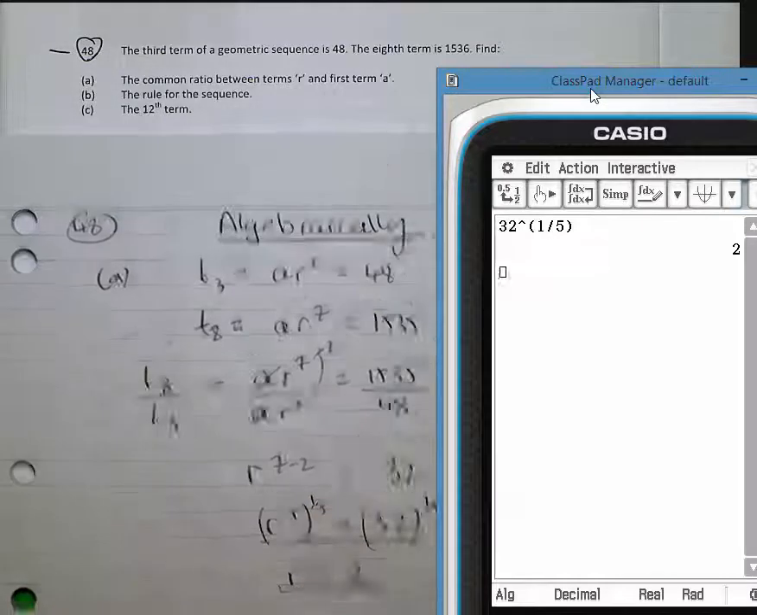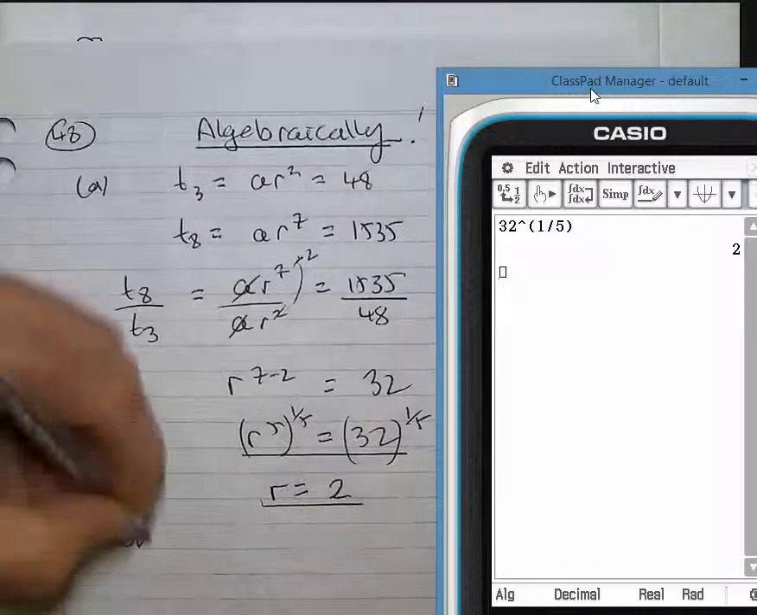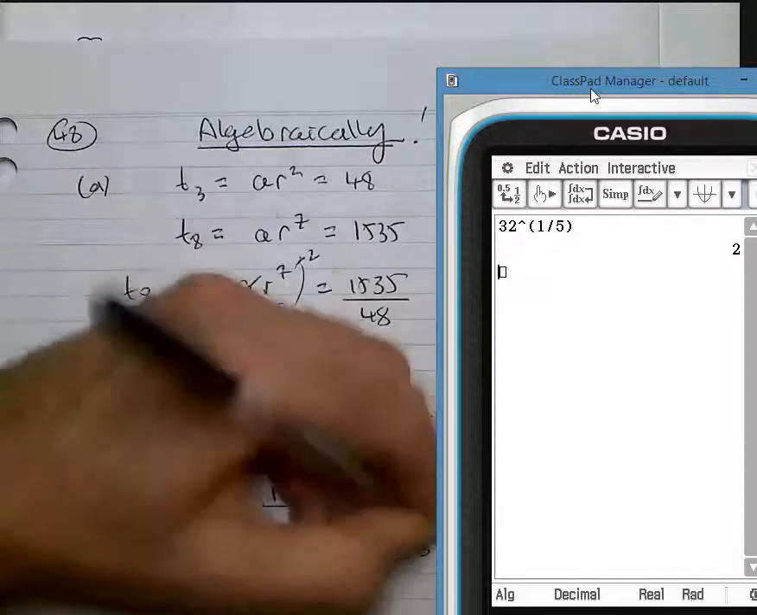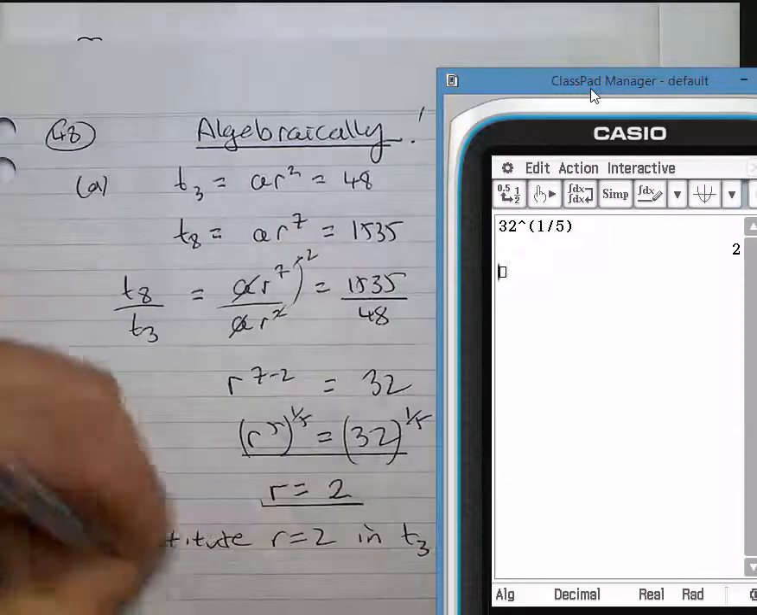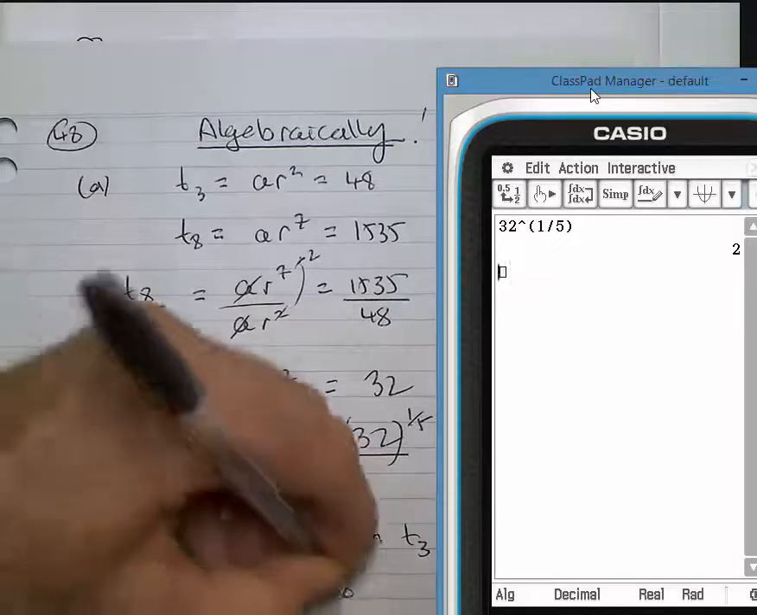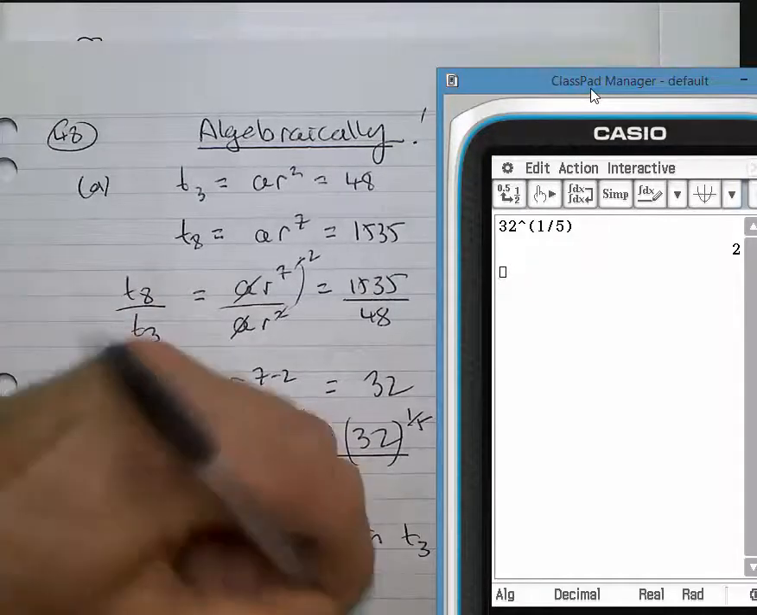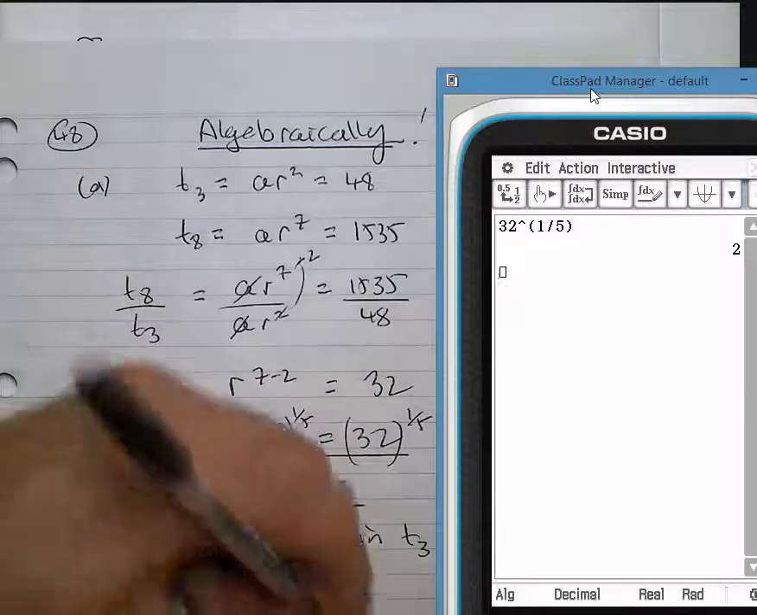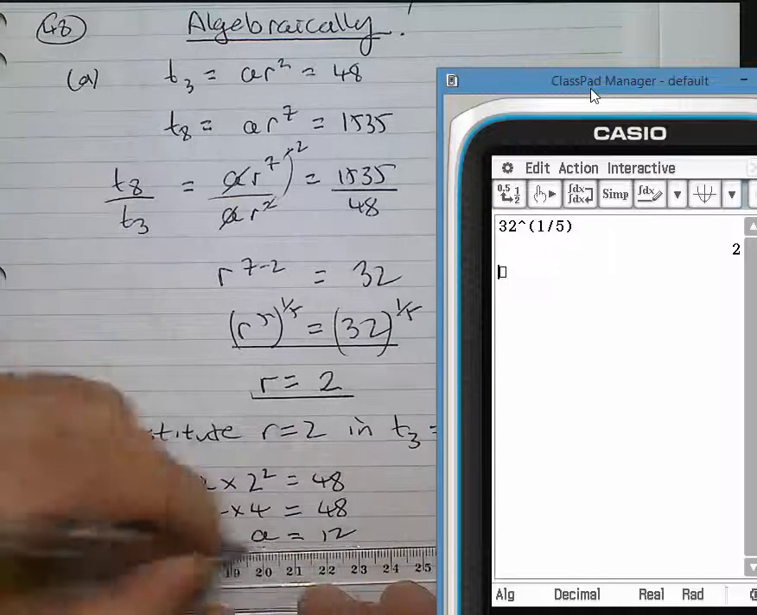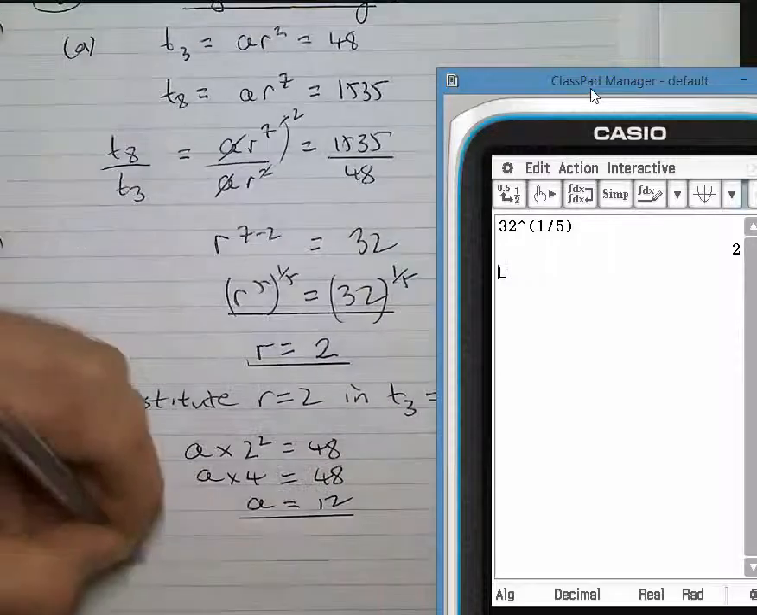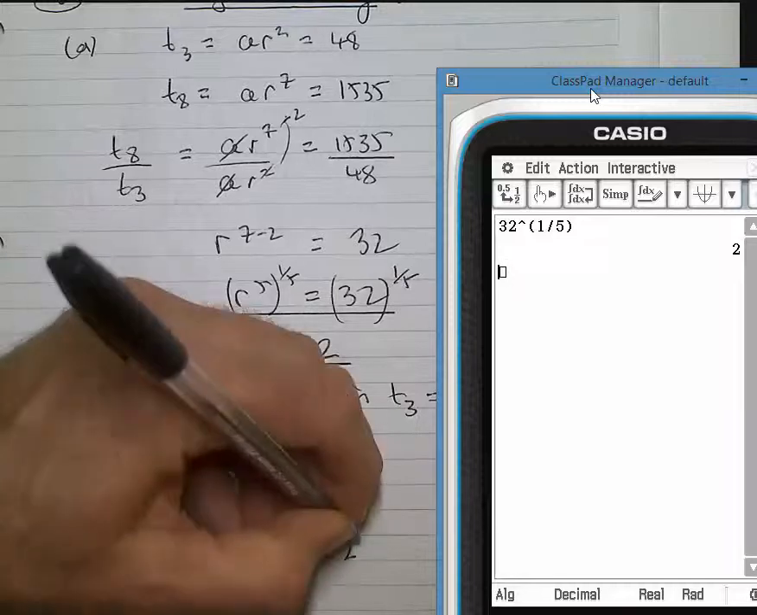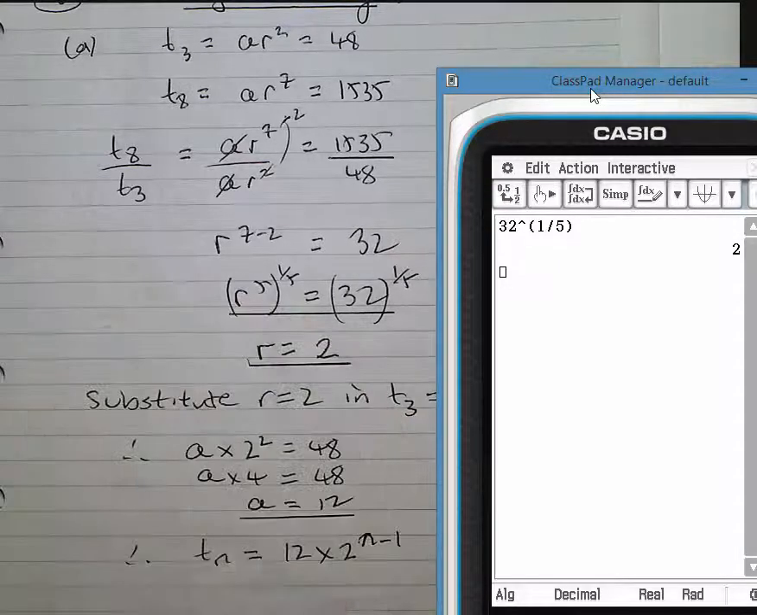Now, algebraically, I can substitute r is equal to 2 into T3, which is a times r squared. So therefore, a times 2 squared is 48, a times 4 is 48, and a pretty quickly is found as 12. So therefore, the expression for t to the n is equal to 12 times 2 to the power of n minus 1.